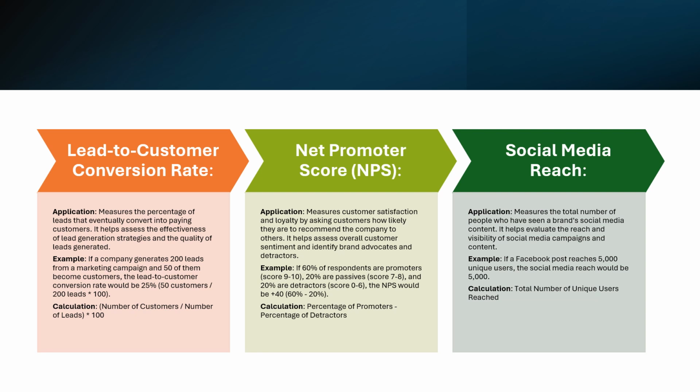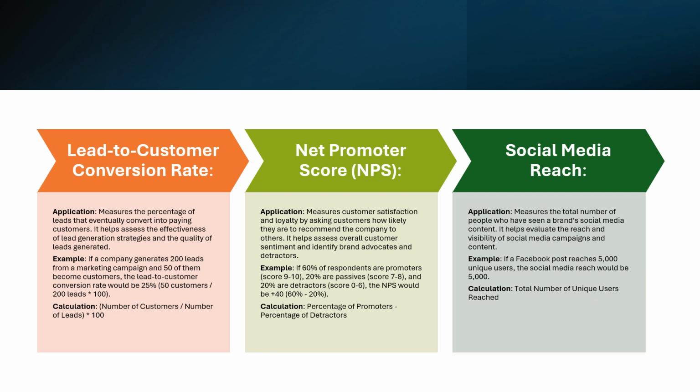Then is the net promoter score, which measures customer satisfaction and loyalty by asking customers how likely they are to recommend the company to others. That helps to assess overall customer sentiment and identify brand advocates and detractors. So if 60% of respondents are promoters, that is a score of 9 to 10, 20% are passive, that is a score of 7 to 8, and 20% are detractors, which get a score of 0 to 6, the NPS would be plus 40 in that scenario. 60% minus 20%. So that is the percentage of promoters minus the percentage of detractors.